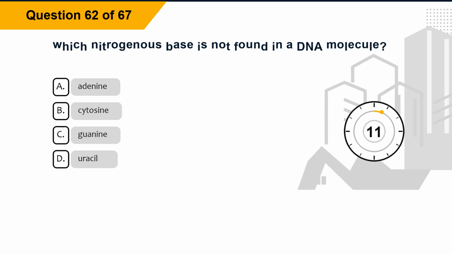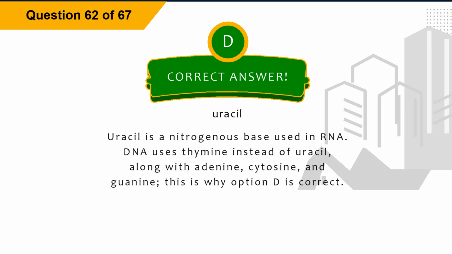Question 62. Which nitrogenous base is not found in a DNA molecule? Option A, adenine. Option B, cytosine. Option C, guanine. Option D, uracil. The correct answer is option D, uracil. Explanation. Uracil is a nitrogenous base used in RNA. DNA uses thymine instead of uracil, along with adenine, cytosine, and guanine. This is why option D is correct.